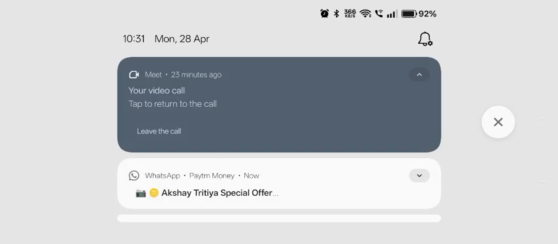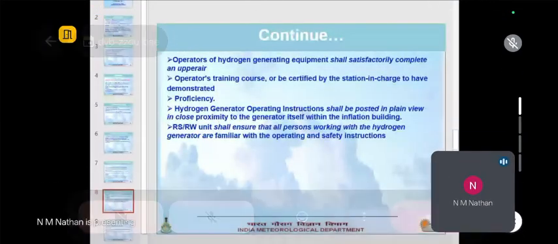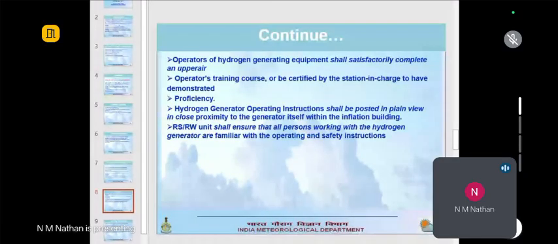Okay, so the safety precautions are to be pasted in the inflating area, and the RSRW unit shall ensure that all persons working with the hydrogen generator are familiar with the operating and safety instructions. So that is very much essential.